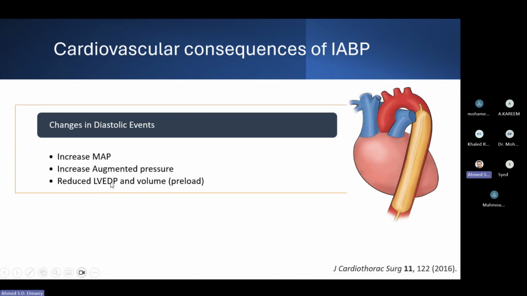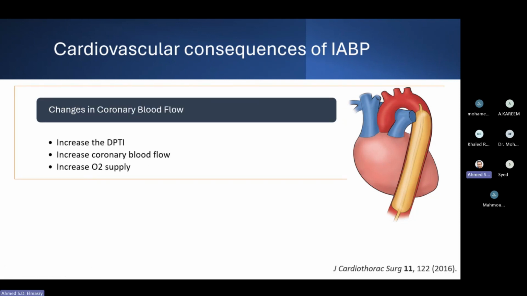Why will the left ventricle end-diastolic pressure be reduced? Because during the augmentation of the intra-aortic balloon, after that you will get rapid deflation. So the rapid deflation will make a drop in the left ventricle end-diastolic pressure, which will lead to a reduction of the left ventricle end-diastolic pressure, and a reduction of the left ventricle preload.